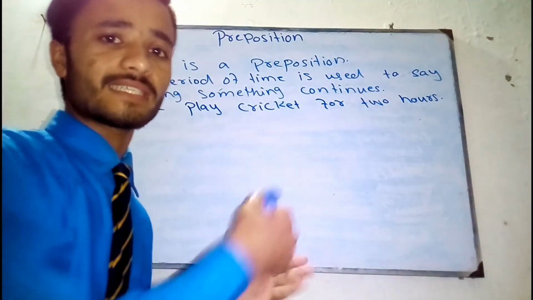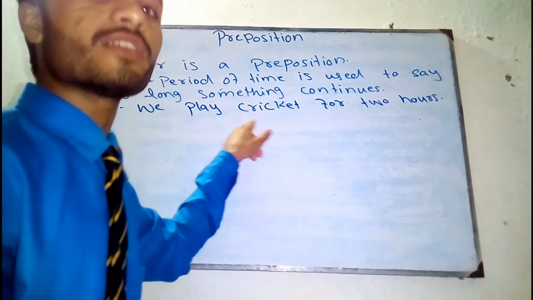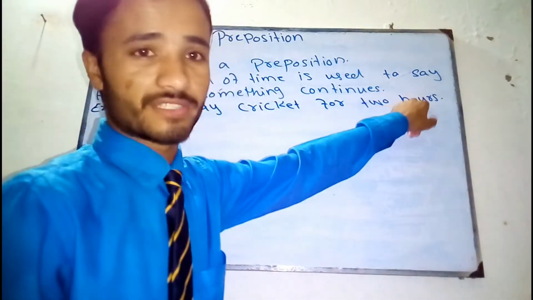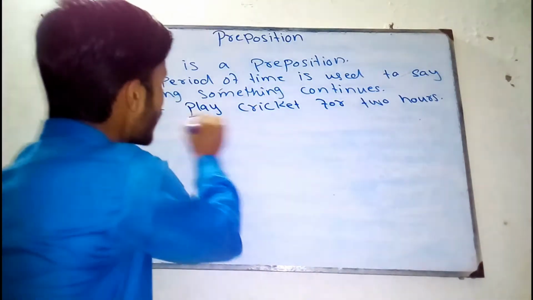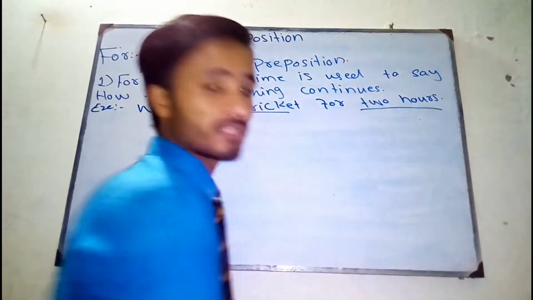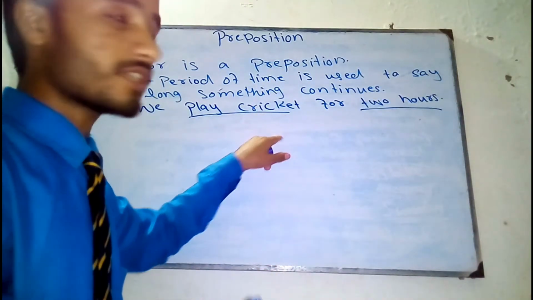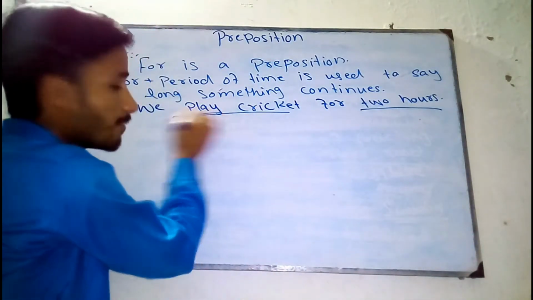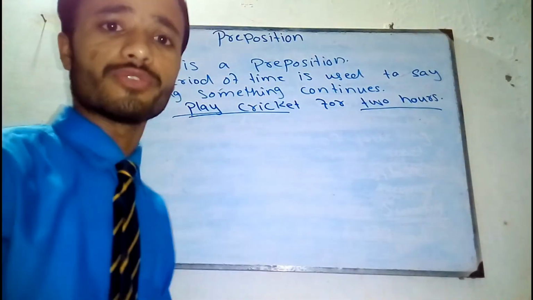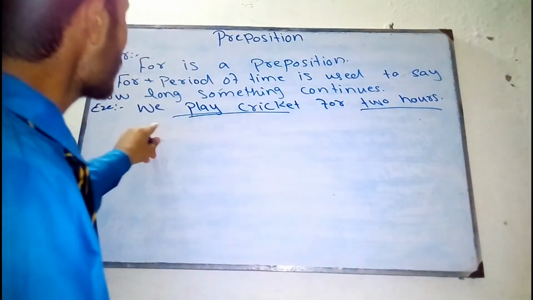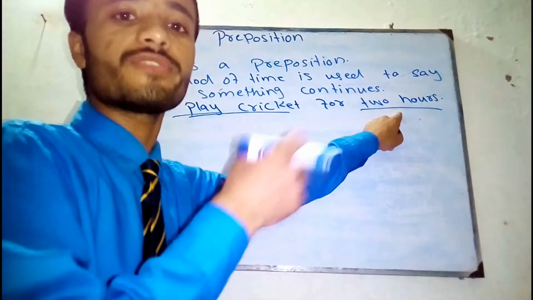Now what does this example mean? This example means that playing cricket was 2 hours, right? It means the duration of playing cricket was 2 hours. What does it show us? It shows the duration of an action. What is the action here? Play. Playing is the action, right? So how long did it continue? It continued for 2 hours. Here we came to know the duration of the action.